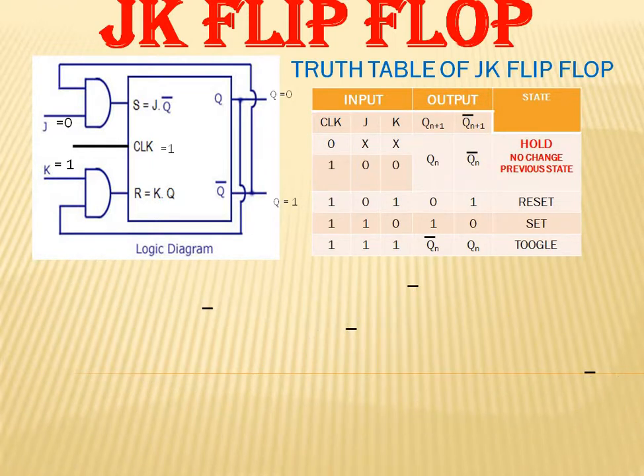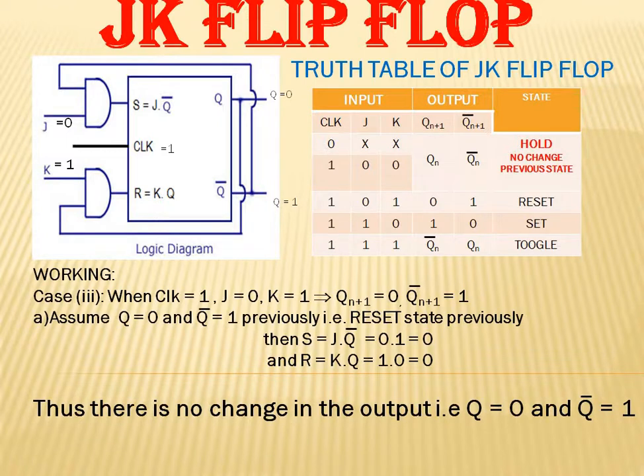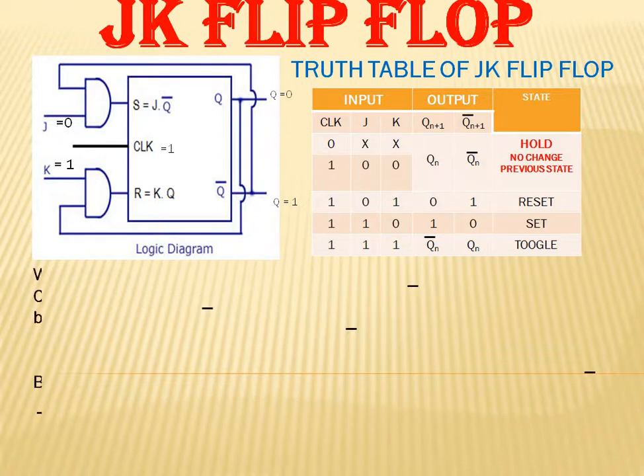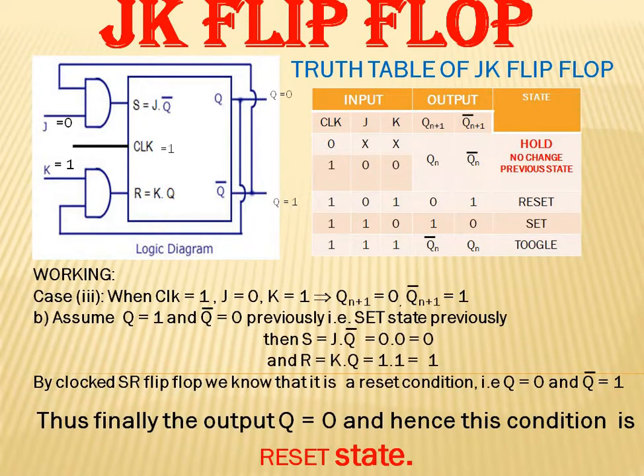Thus, ultimately, if we observe both the conditions, condition A, when reset condition was previous, Q is equal to 0. Condition B, when set state was previous, now also Q is equal to 0. Hence, finally, the output is Q equal to 0 state, hence it is called reset state.